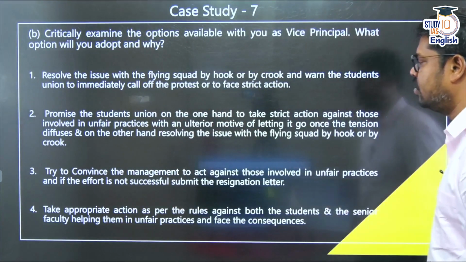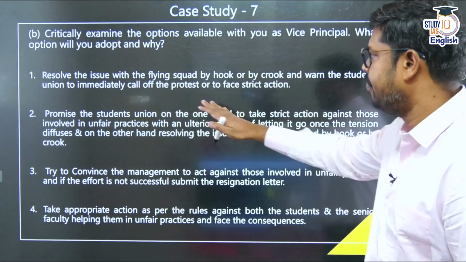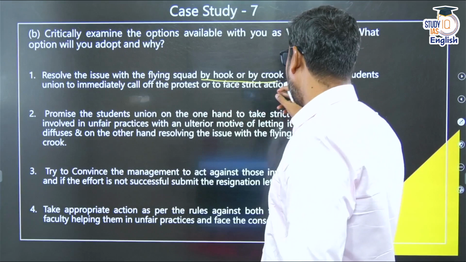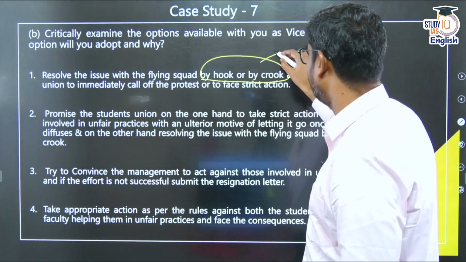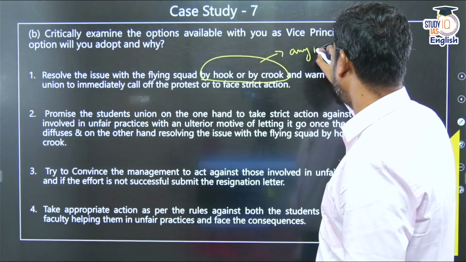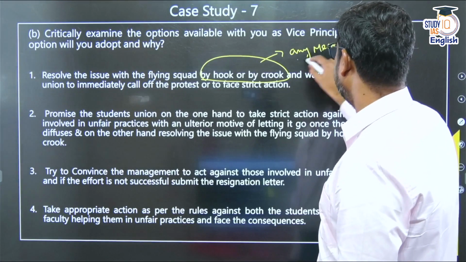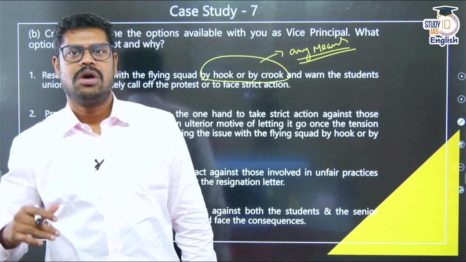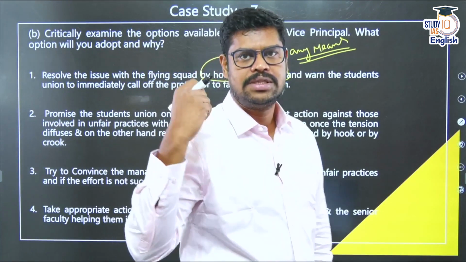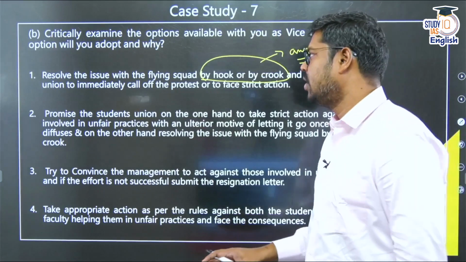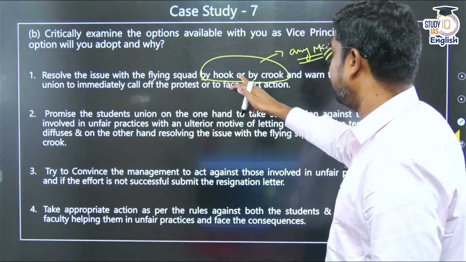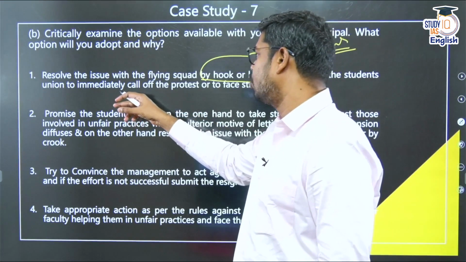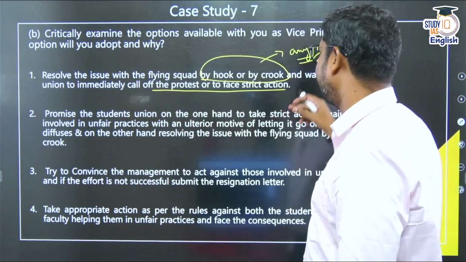The first thing that I have chosen in this case as the vice principal is to resolve the issue with the flying squad by hook or by crook. What does hook or by crook mean? It means any means at my disposal, be it a right thing or a wrong thing, whatever the means. You bribe the flying squad or you do something else, whatever means you can, you try to settle the issue. So resolve the issue with the flying squad by hook or by crook, and warn the students union immediately to call off the protest or face strict action.